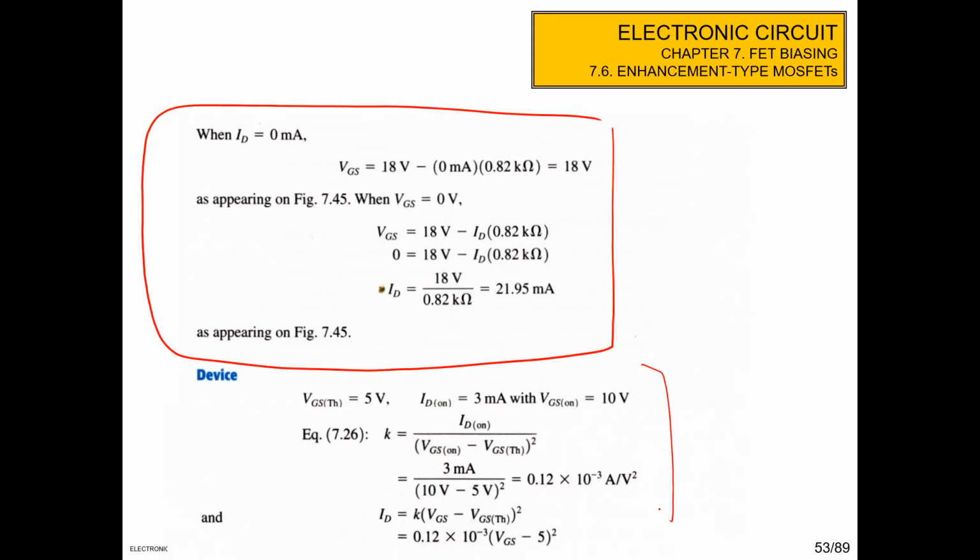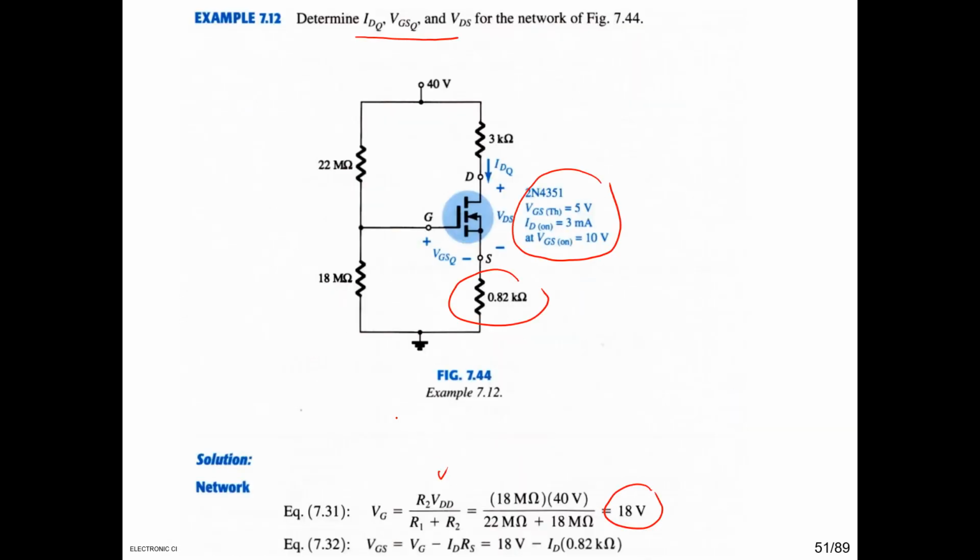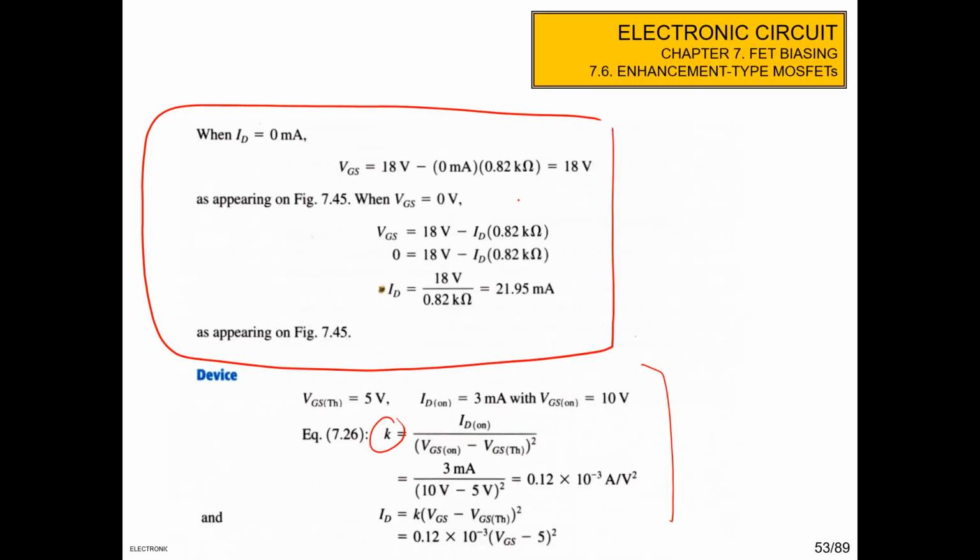Very simple. The first one, we have to determine the constant K. K here is ID on per VGS on minus V threshold squared, and you can find ID on, VGS on, and V threshold in here. Put them in this equation, and you get K. So how to determine the device curve here? By simply using this equation, ID is K multiplied by VGS minus V threshold squared, and then put K, and VGS is variable, and V threshold is 5.